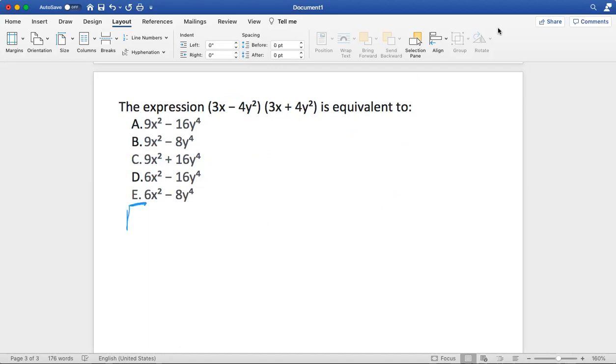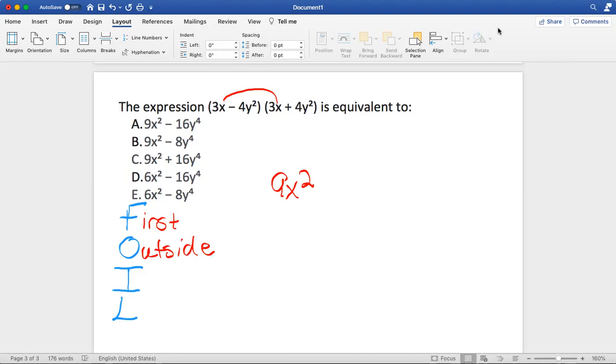For those of you who don't know, the acronym FOIL is basically used as a mnemonic device to help you multiply binomials together, okay? So, guys, let's look. We're going to multiply, the F stands for first. That means you're going to multiply the first two terms together. So that's going to produce the 9x squared. Then O stands for outer or outside terms. I like to use outside, guys. Outer, outside, same thing. So those are the two terms on the periphery of the parentheses, okay? So that would be the 3x times the positive 4y squared.